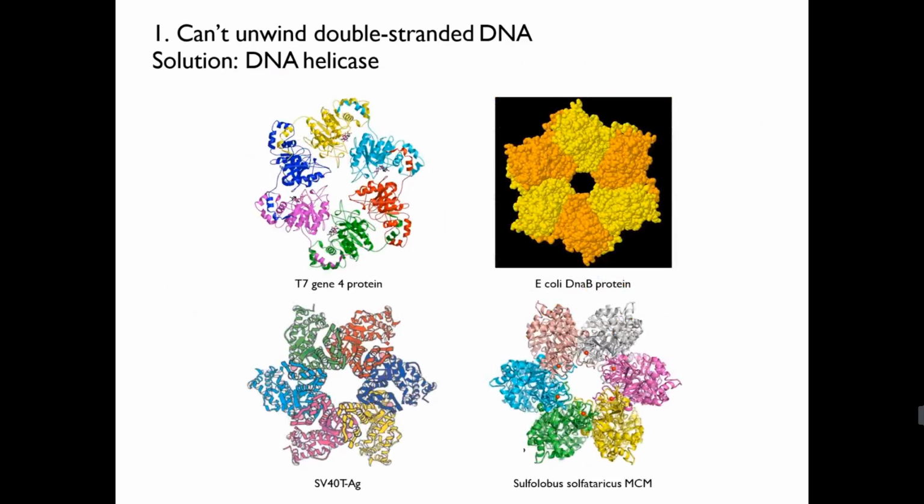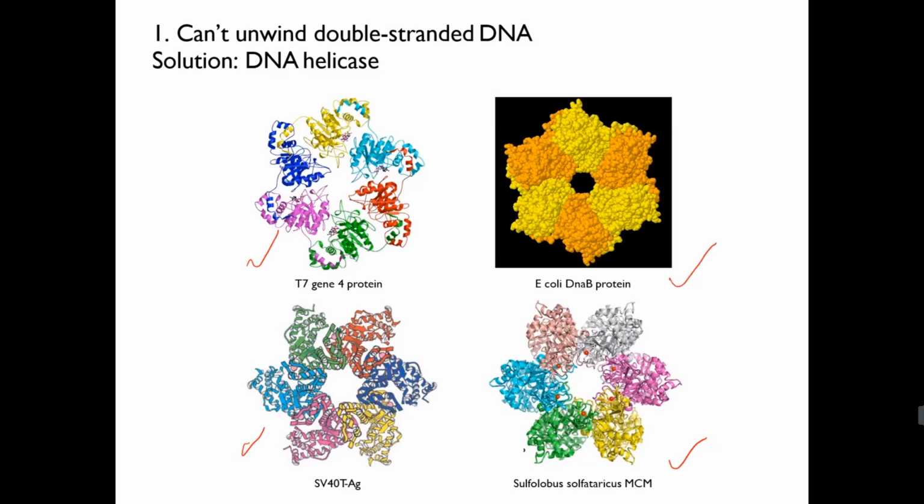This slide actually shows some of the helicases, what they look like. So basically, as illustrated here, all of the helicases are composed of identical monomers. So we got a couple of them here. One is from a bacteriophage, one is from a monkey virus, this one is from archaebacteria, and again, this one is from E. coli. So what do you notice about these helicases?